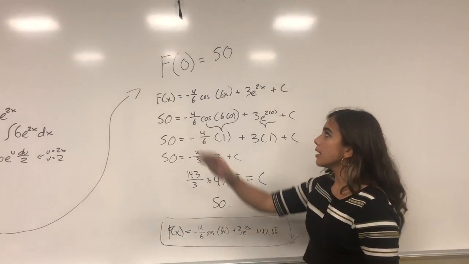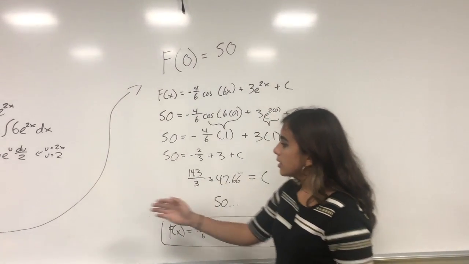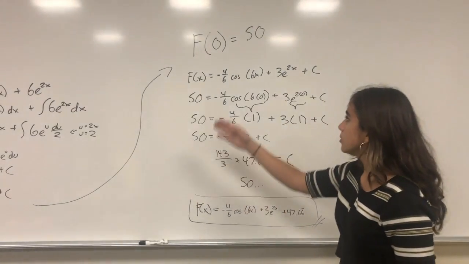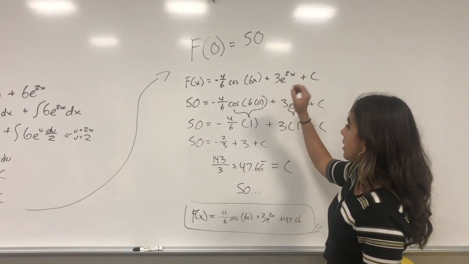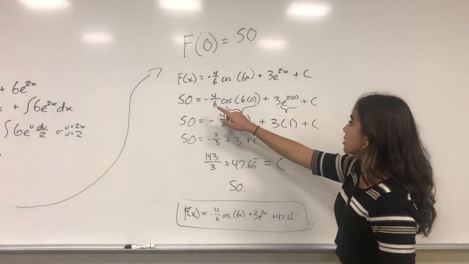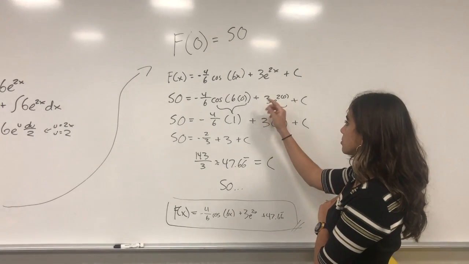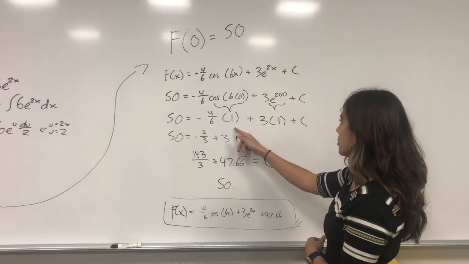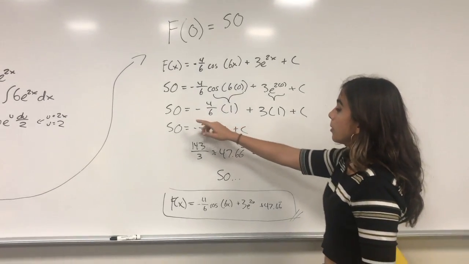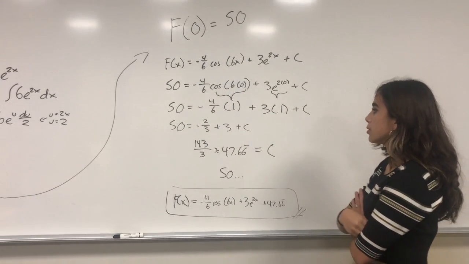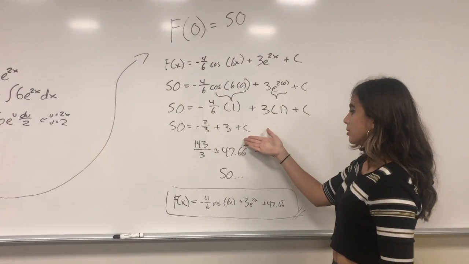The example reads that f of 0 equals 50. So what we have is the problem already with the antiderivative over here plus c. We set this equal to 50 and x to 0, as we can see here. So negative 4 over 6 cosine of 6 times 0, where cosine of 0 equals 1, and 3 e to the 0 equals also 1. So we get 50 equals negative 4 over 6 plus 3 plus c. We place it here already.